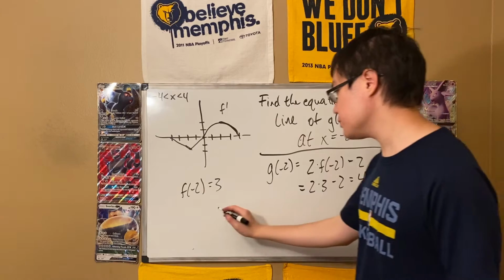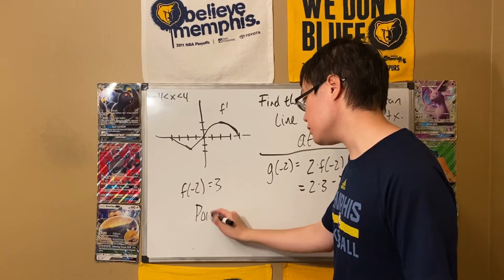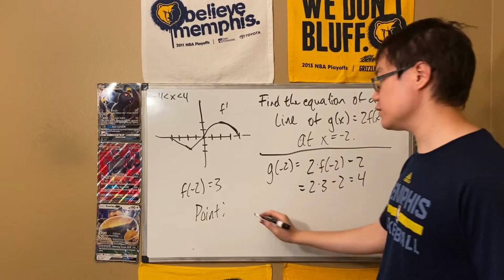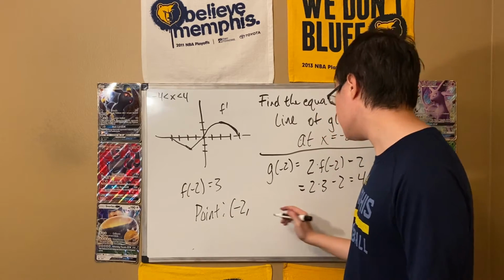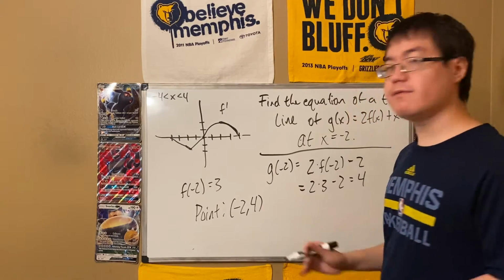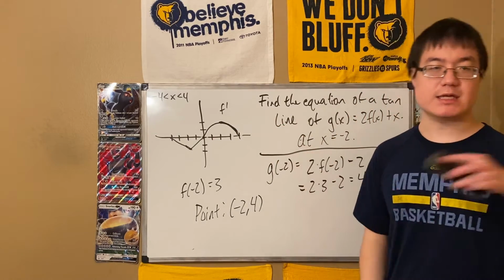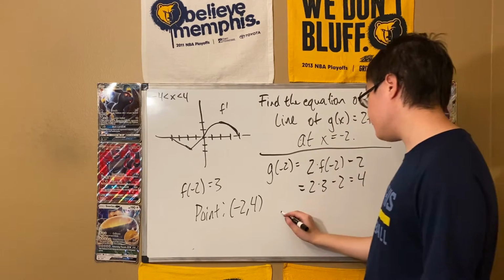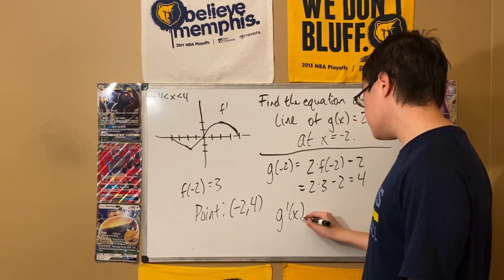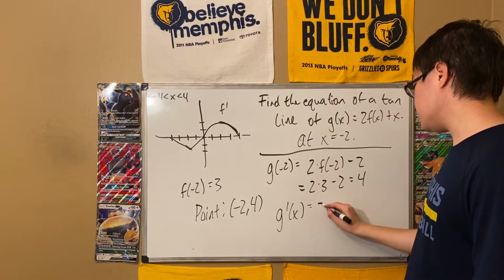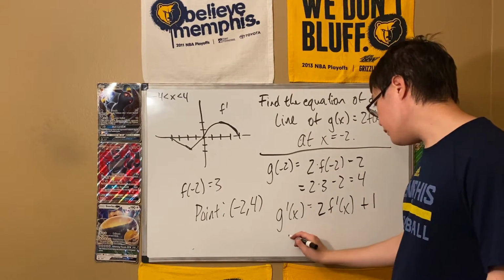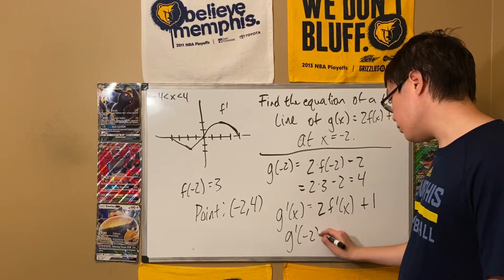Again, you need point and slope, where slope is the derivative. So here's my point. All we did was we plugged in -2 into the given function. So it's going to be -2, comma 4. Now what we're going to do is we're going to take the derivative, because that's going to be our slope. My favorite process in the world. So what you're going to do is you're going to take this derivative, g prime of x. Easy derivative enough. Looks like it's going to be 2 times f prime of x plus 1. Then we're going to plug in -2.